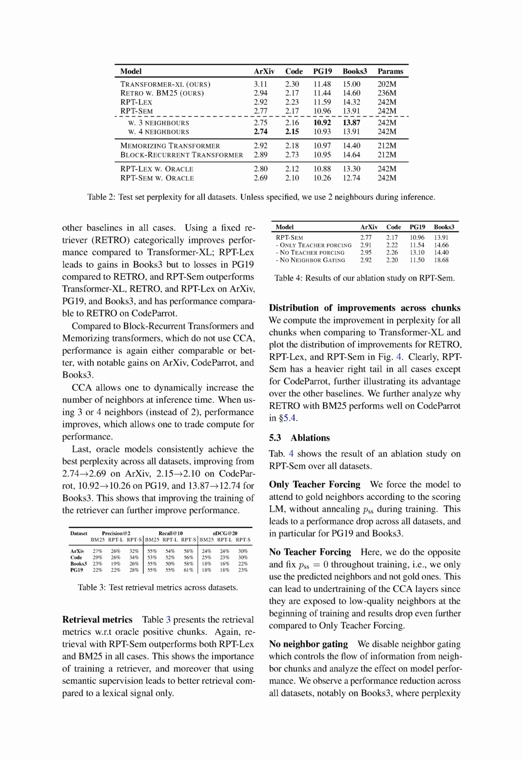An ablation study on RPT-Sem over all datasets in the table shows that forcing the model to attend to gold neighbors without annealing P_text SS during training leads to a performance drop across all datasets, particularly for PG-19 and Books 3.